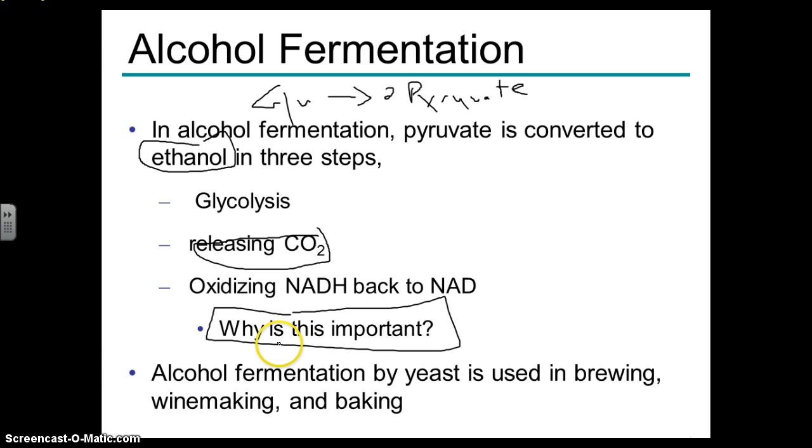Alcohol fermentation is used by yeast, and it's used by people who make beer. The ethanol is made in the process if you deprive it of oxygen. It's used in wine making or beer making. It's also used in baking because they release carbon dioxide, which makes bread rise.